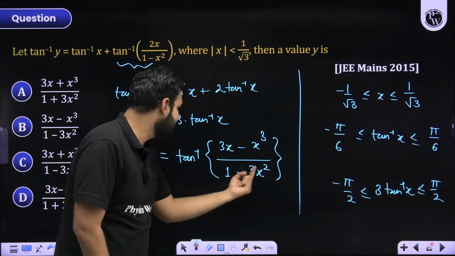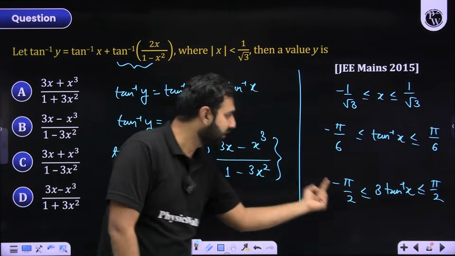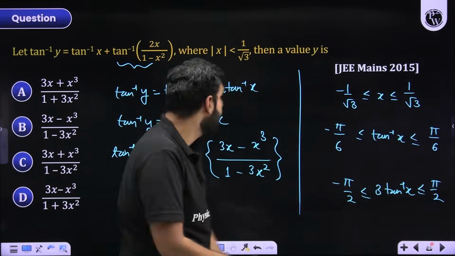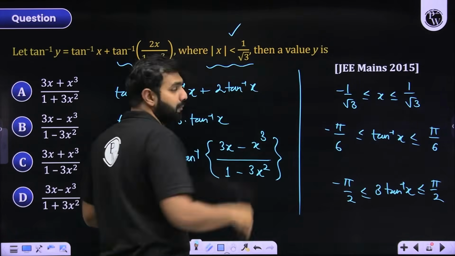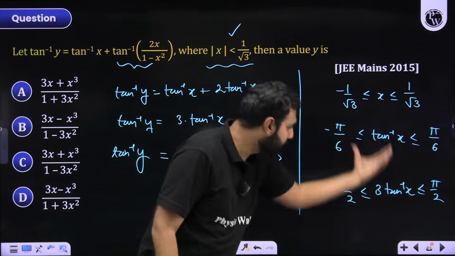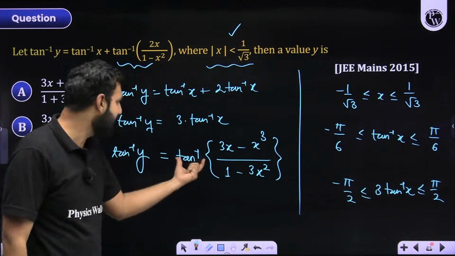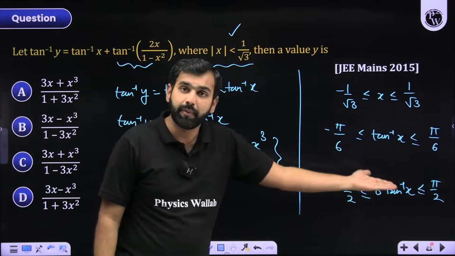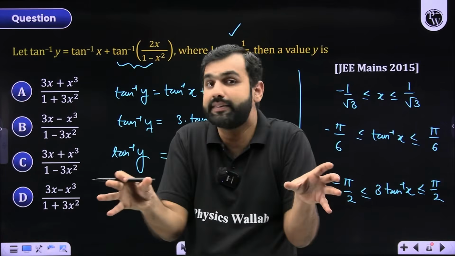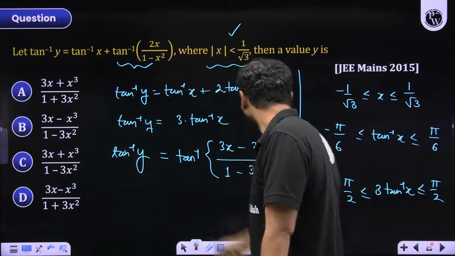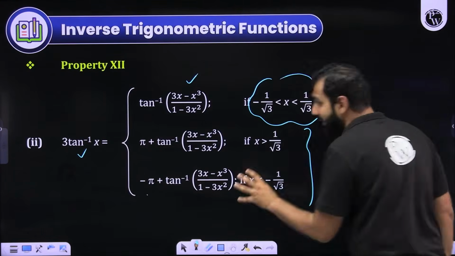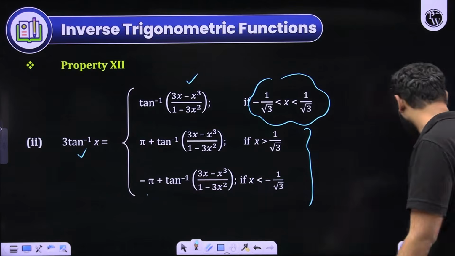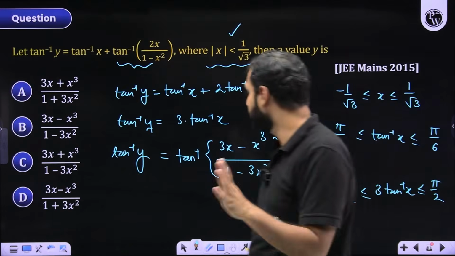On the basis of this, is the RHS also lying between minus pi by 2 and pi by 2? Yes. They have actually helped you in the question while giving you this mod x as less than 1 by root 3. And through this also, the RHS, which is 3 tan inverse x, is between minus pi by 2 and pi by 2. So the data is already in sync. I need not do any adjustments to make it lie between those values. I hope you are understanding it. So that is already happening, and that's the best part.